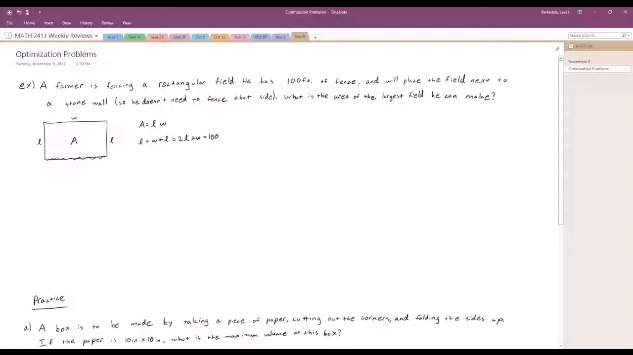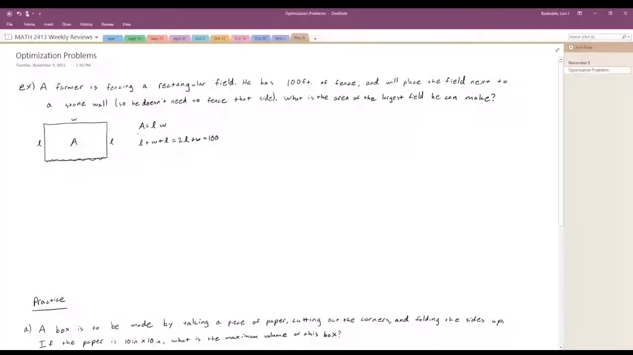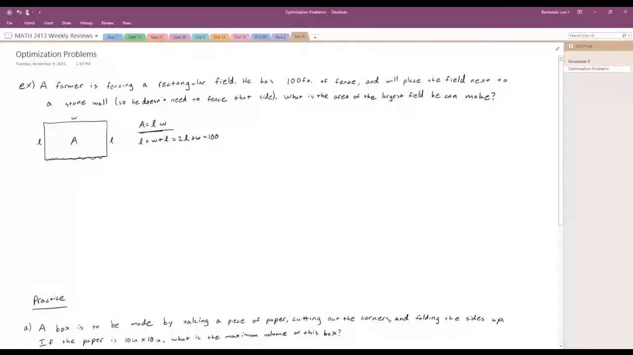Well, right now, we want to maximize area. And in the past, when we've wanted to maximize a function, we've taken its derivative. The problem in this case is we have two variables. We have L and W, and we don't know how to take the derivative of a function with two variables. So that's where this other function comes into play.